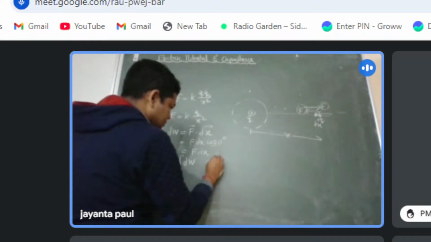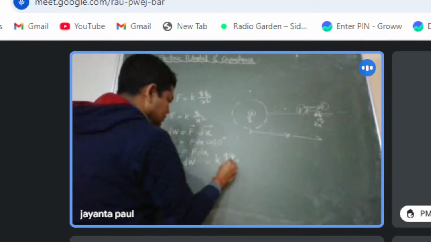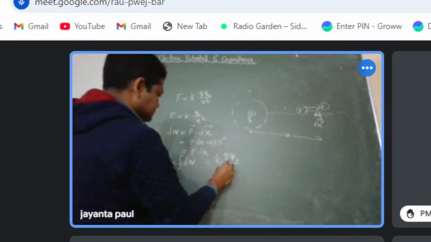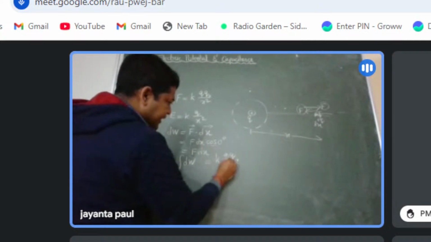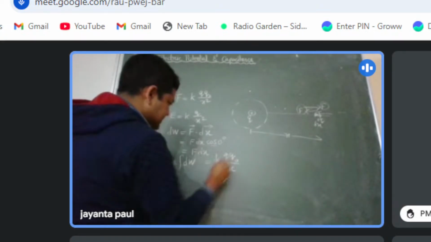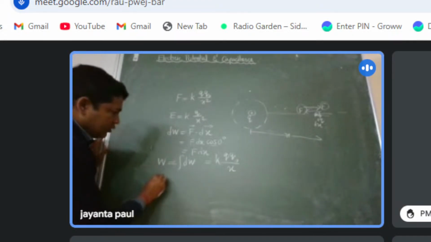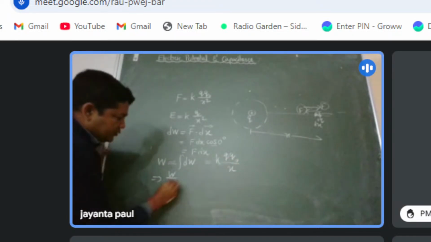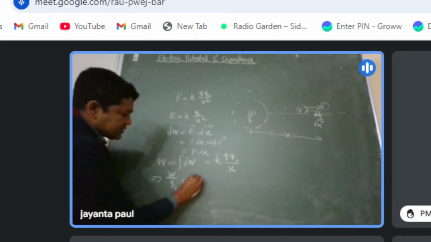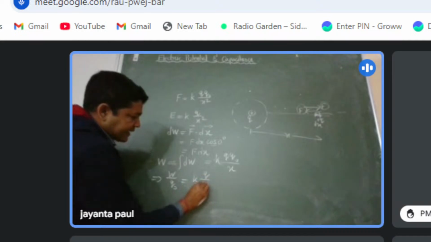We will get the formula k q q0 divided by x. So under the work done, if q0 is brought down, it becomes k q by x.